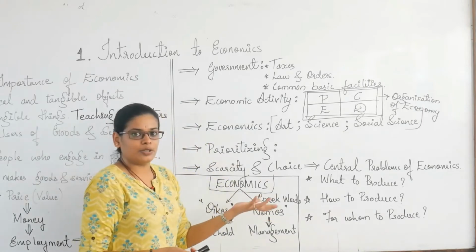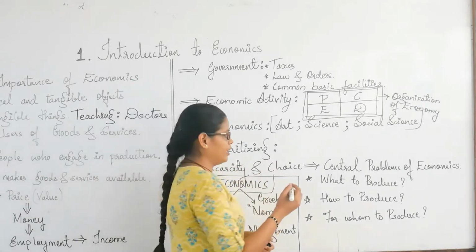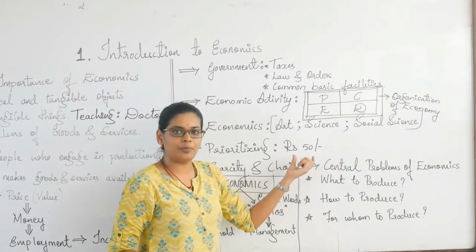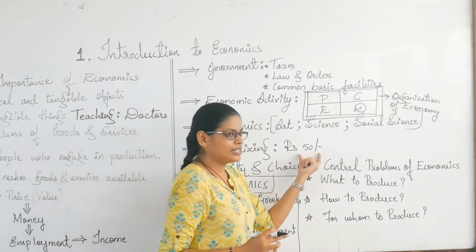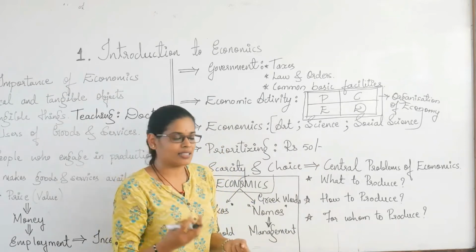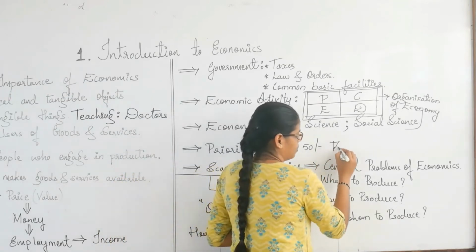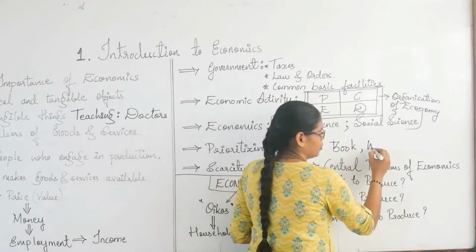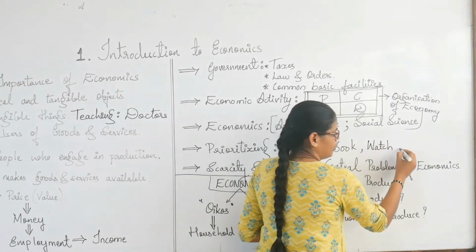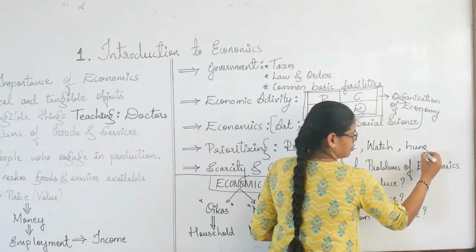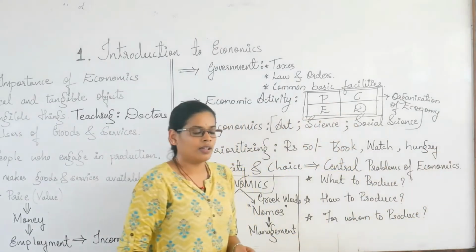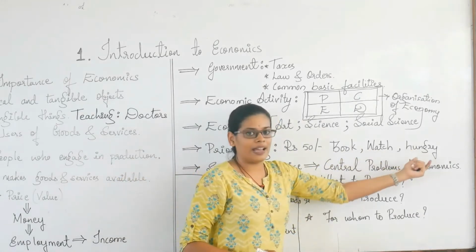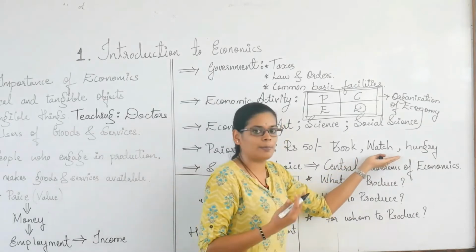Let's take an example here to understand it better. I have given you 50 rupees. With these 50 rupees, I have given you 3 tasks. One is you have to buy a book, and with this you want to watch a movie, and you are also hungry. So with this 50 rupees, what will you prioritize? For which thing will you give more importance?